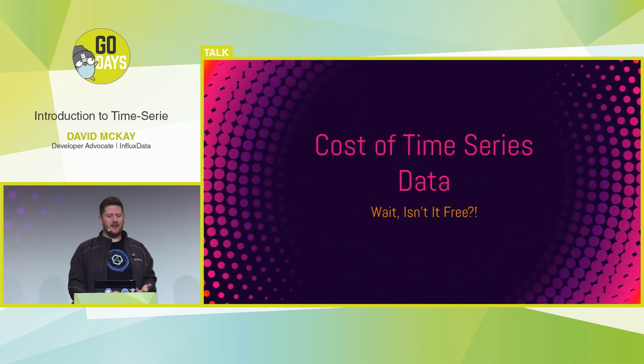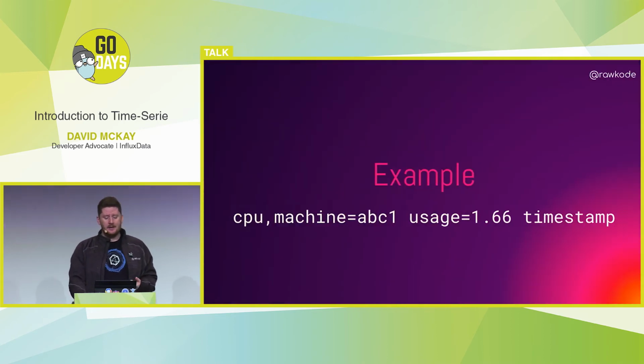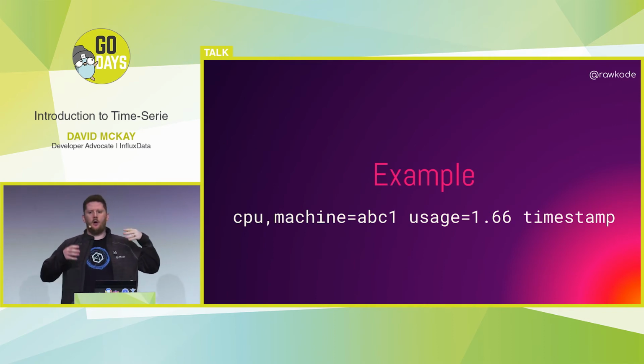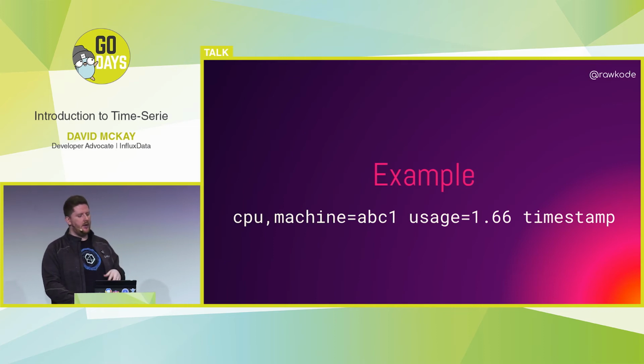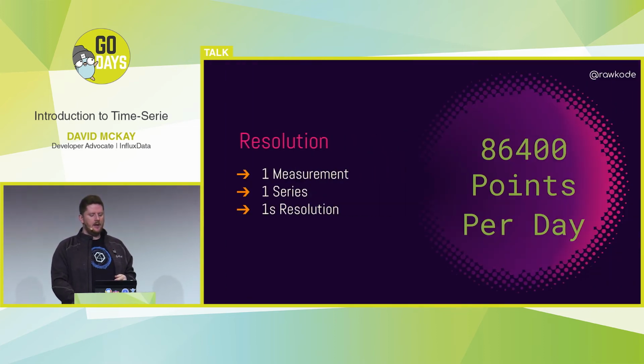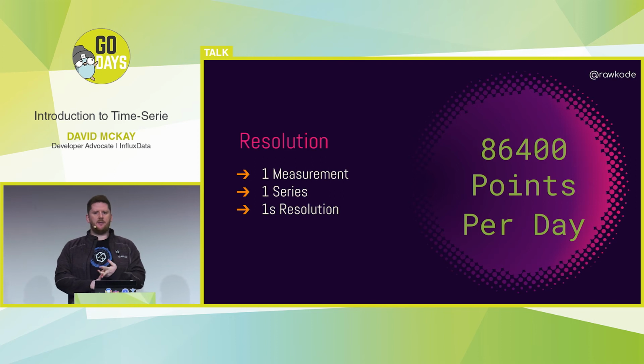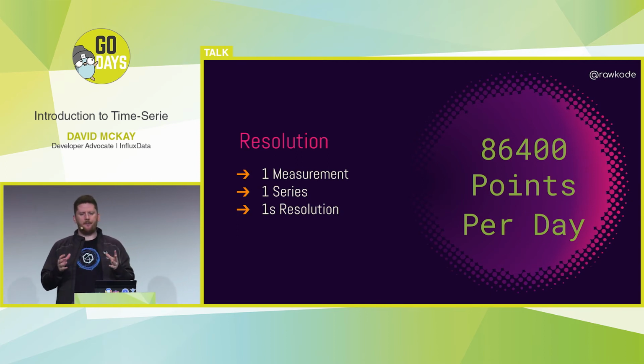Okay, so the cost of time series data is definitely not free. Let's go back to the load average example. So let's assume we're all familiar with this, hopefully. We're going to monitor the CPU usage on a machine and some other system metrics. So if I have one measurement, let's just say we want to monitor the memory consumption. I have one series, which means I have one machine, at 1-second resolution. I have 86,400 points per day. That's how many points, right?